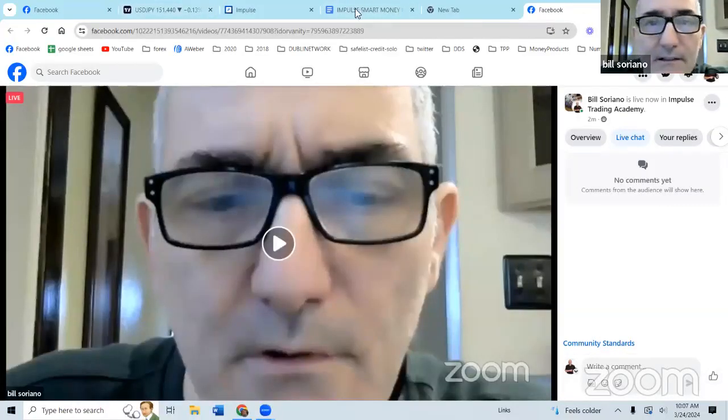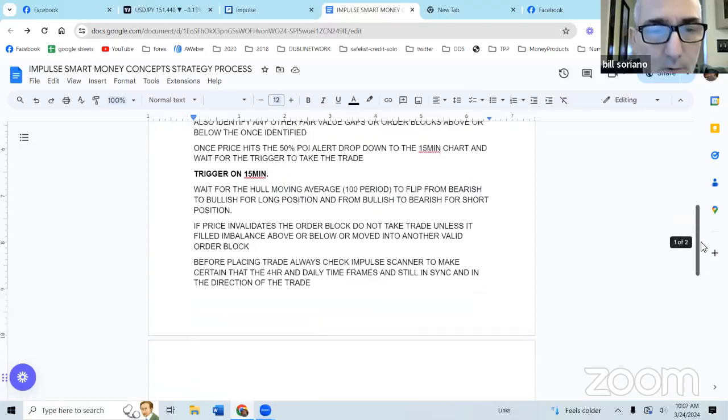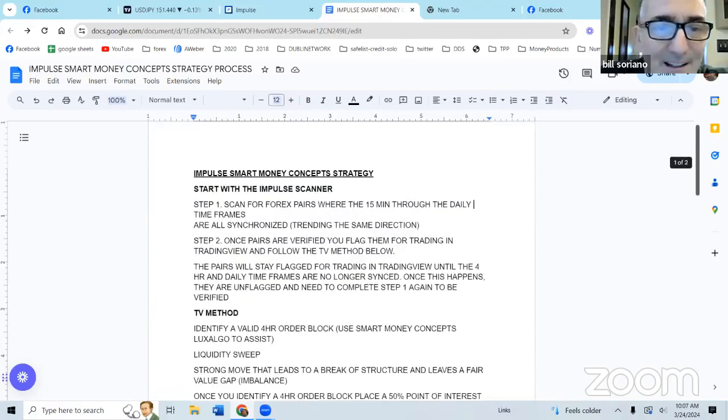Here's the Impulse Smart Money Concept Strategy process sheet right here. It's very detailed for you, telling you exactly what to do and in what order to do it. But like I said, the first thing is you need to have the Impulse scanner in order to do this.